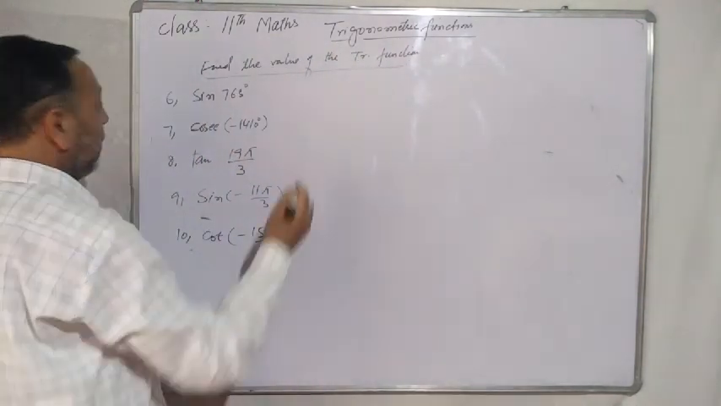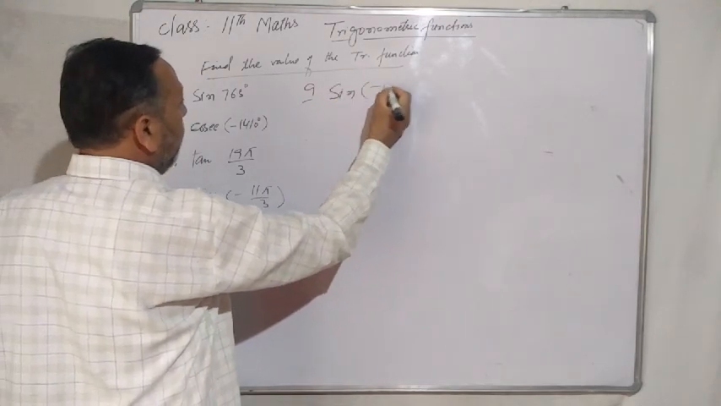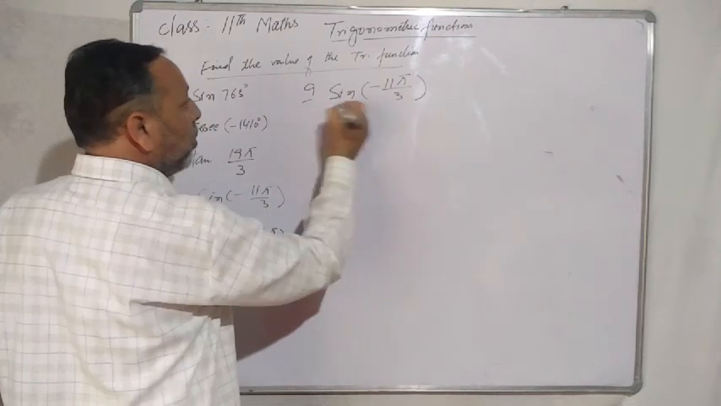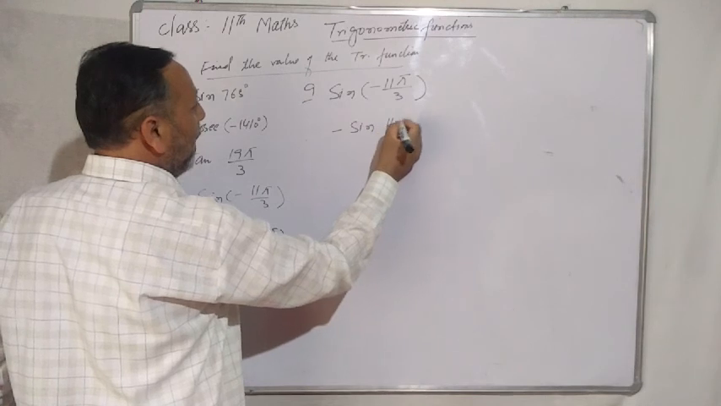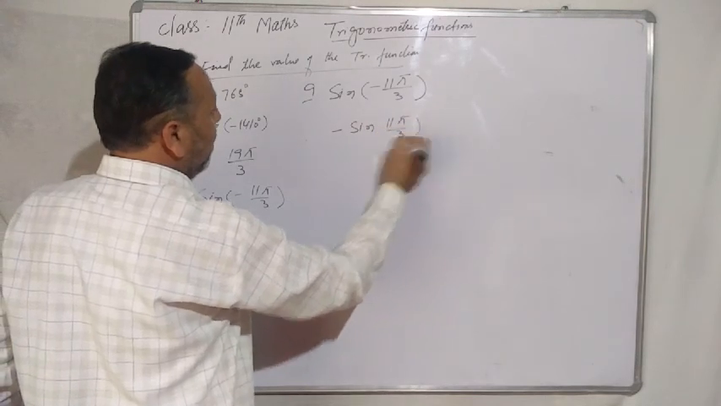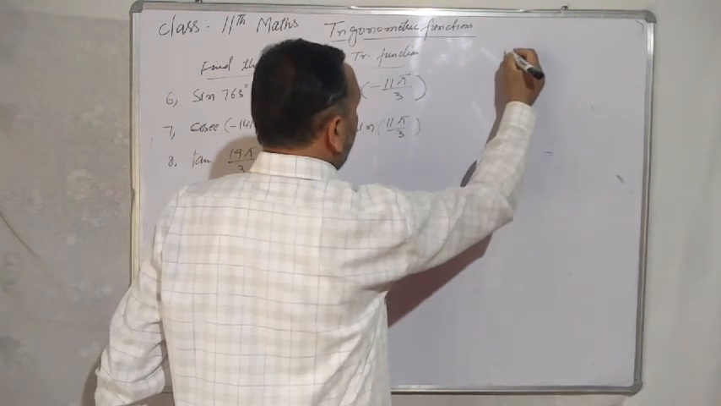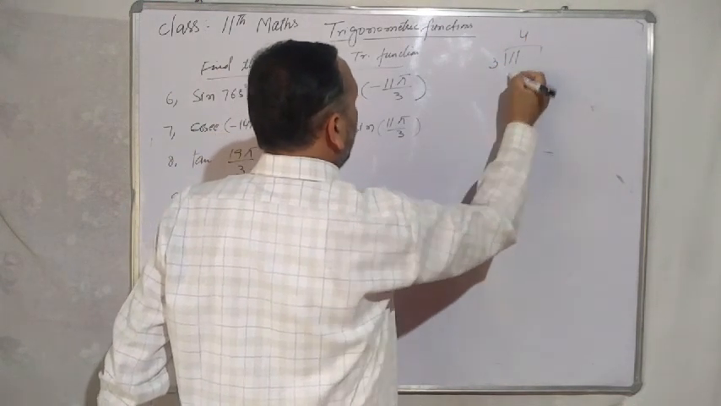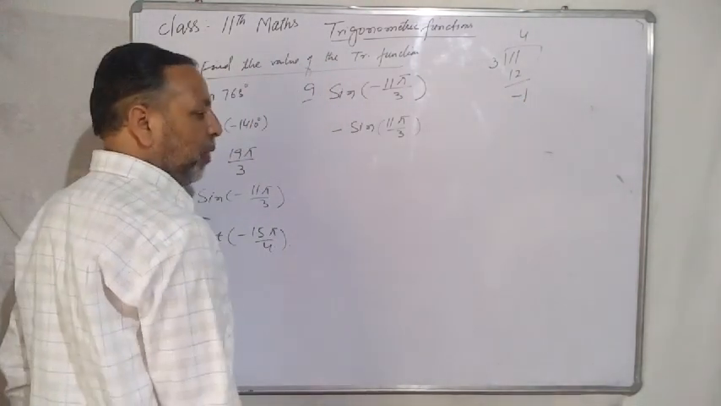Ninth question is sine of minus 11 pi by 3. तो ये माइनस को यहाँ ले आओ, इट इज माइनस साइन 11 pi by 3. डिवाइड 11 by 3, तो 3 4 is 12, तो यहाँ बचा -1। क्या बचा?